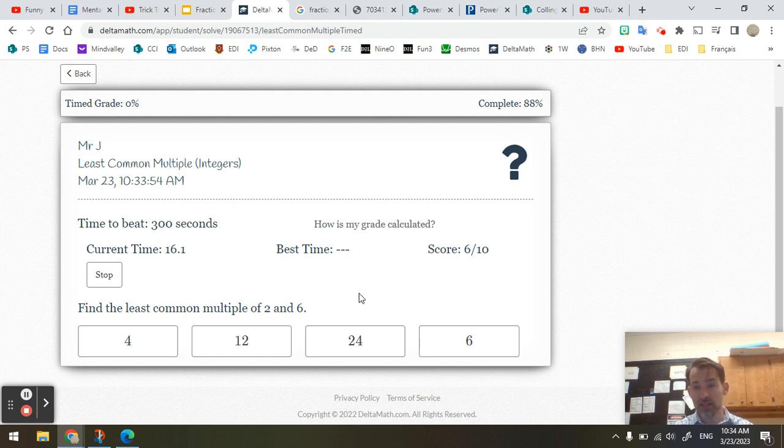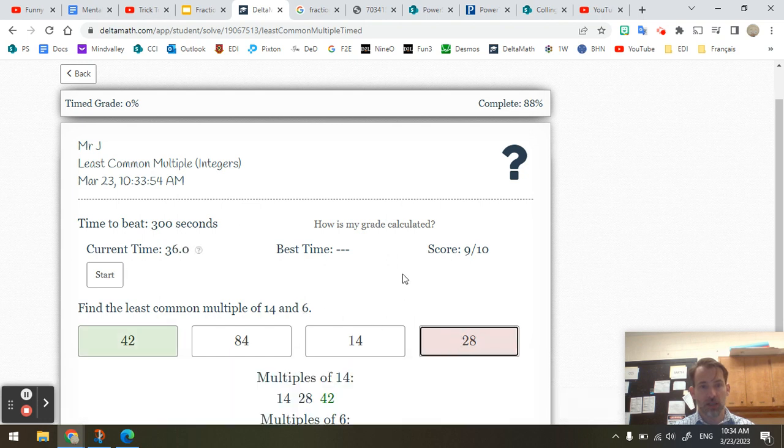2 and 6. Because 6 is in the 2 times tables and the 6 times tables, then the answer is 6. 9 and 6, so it's 18. Because here, 6 is 3 times 2, 9 is 3 times 3. So we're going to multiply 6 by 3 or multiply 9 by 2, get to the same place. Okay, so that's how you think about it. 20. This one is 28.